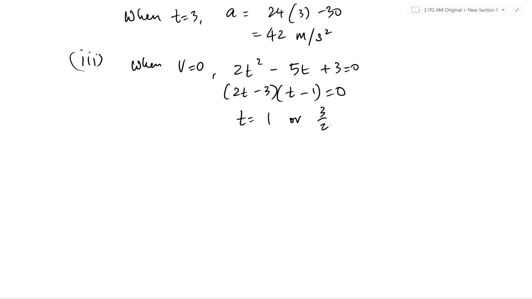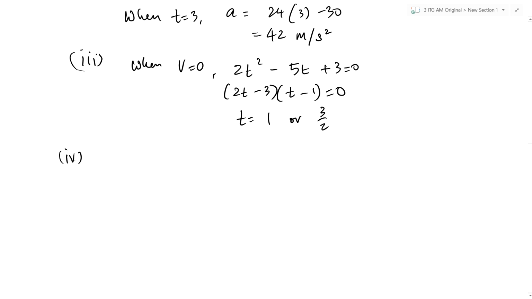Okay? Yes, do you have a question? Why would it want to turn and turn? You're asking why it wants to turn and turn? I don't know. They designed the question this way. Okay, so these are the two times when it is instantaneously at rest. Okay, now part 4.